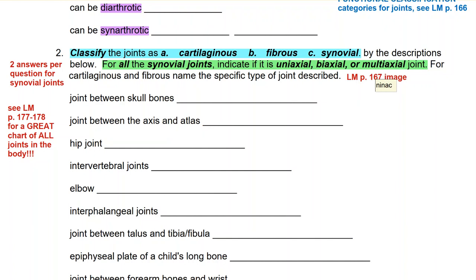And I just want to draw your attention to this fantastic chart on page 177 and 178. That is just a synopsis of every joint in the body. It just literally goes down the skeleton with colored polka dots and tells you all the information about the joint, both its structural class and its functional class.